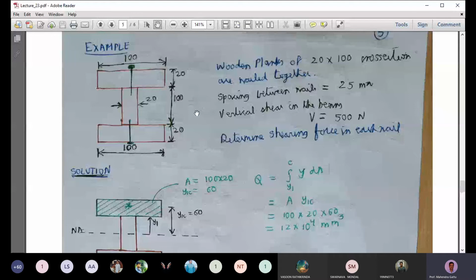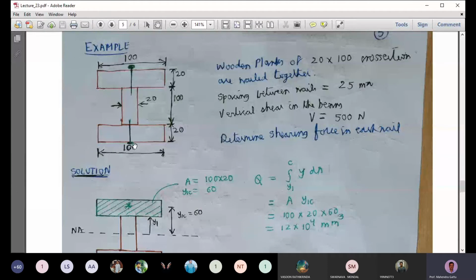And what is happening is the beam is subjected to some loads, and it is subjected to some shear force. Shear force is coming on the beam, and that shear force is given as 500 Newton. So we are asked to find what this vertical shear is. Okay, this is the vertical shear V, which is 500 Newton. We are asked to find what is the shear which is coming on this nail or on this nail.